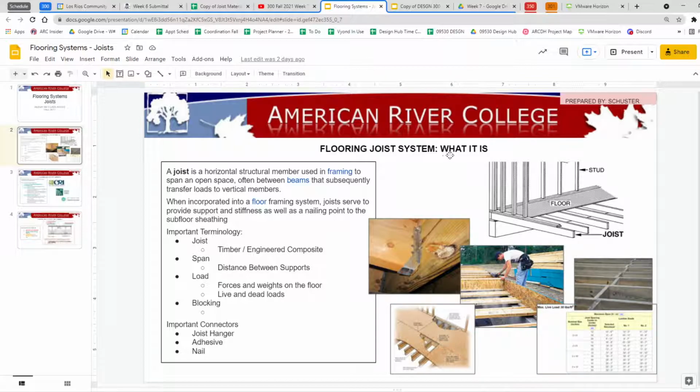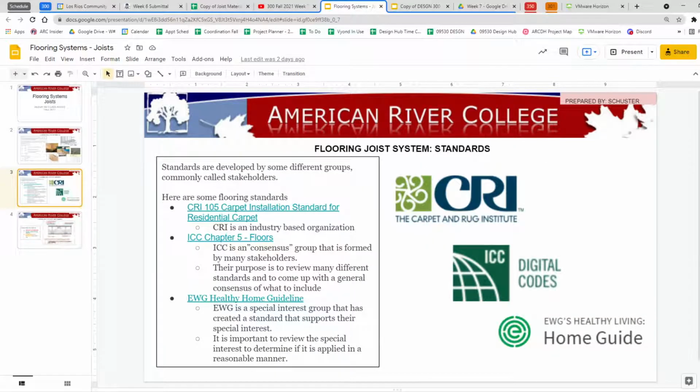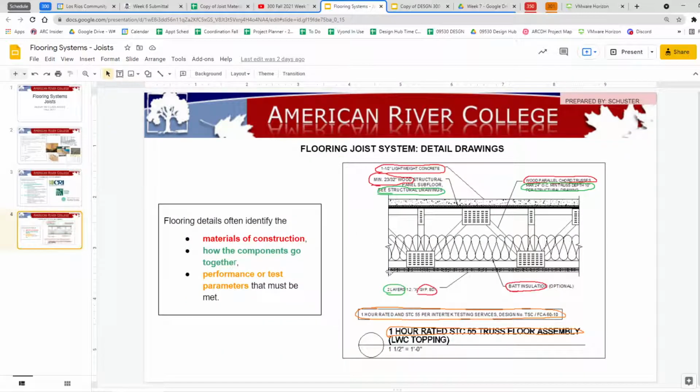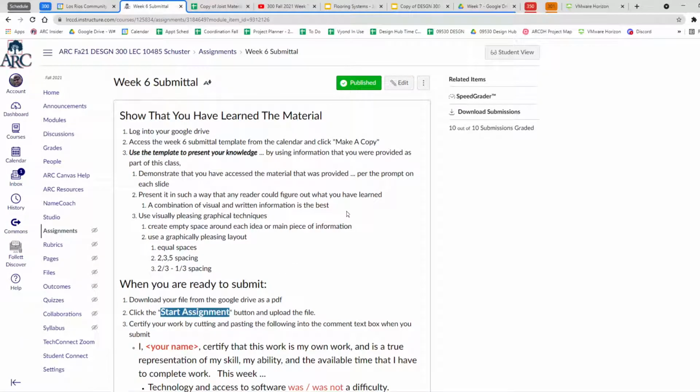So we'll talk about flooring joist systems and what they are. We'll talk a little bit again about standards, not so much master format spec this time, but the actual standards. And we'll talk about different types of standards and who's running the standards. And then instead of just making a detail, we're going to talk about a detail and what's happening with it. So those are all part of what we're going to go over.